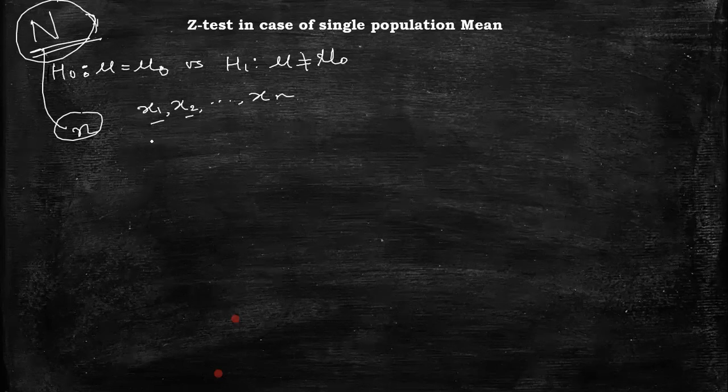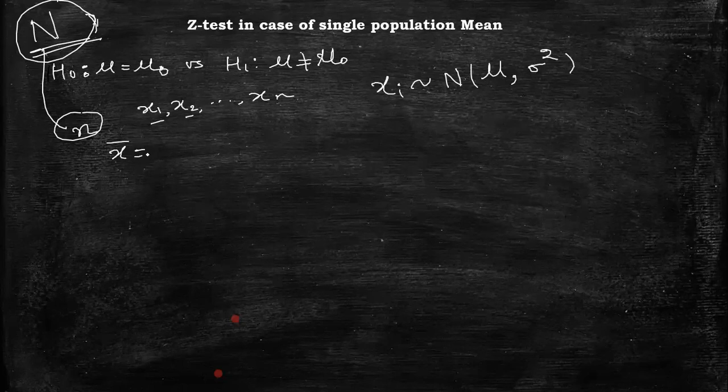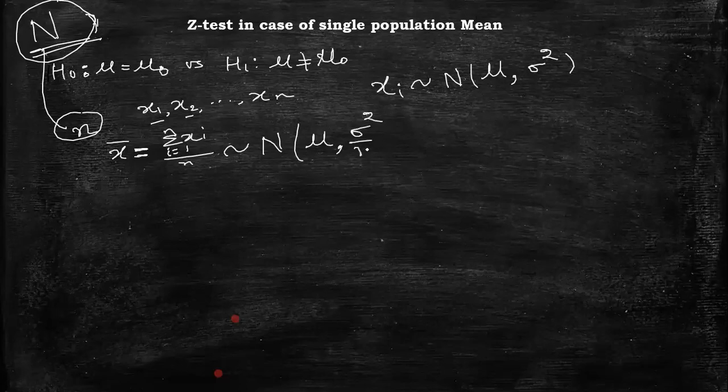Under that assumption, every xi observation follows normal distribution with parameters mu and variance sigma square. And x bar, the arithmetic mean of the sample, summation xi from 1 to n upon n, will again follow a normal distribution with mean mu and variance sigma square upon n. Yes, sir, we can prove it, and we'll prove this next time.